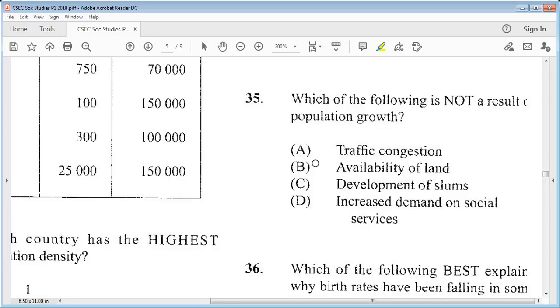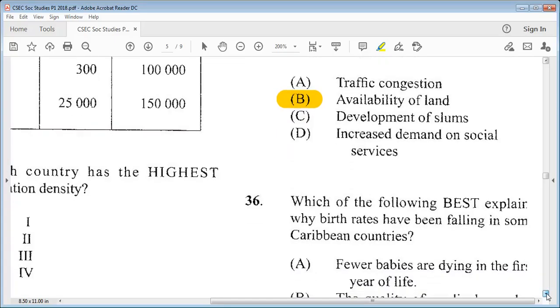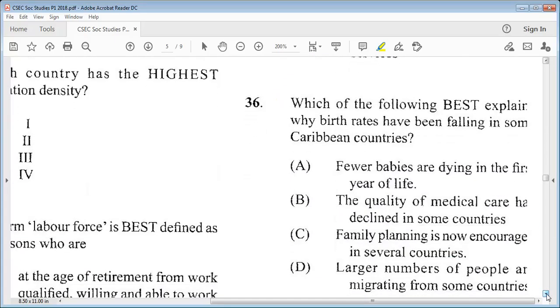So what about B, availability of land? So it says not a result. So this B, that is the availability of land, is not a result of population growth. Development of slums is a result of population growth and increased demand on social services, most definitely. So we know our answer is B. Let's go on to 36.